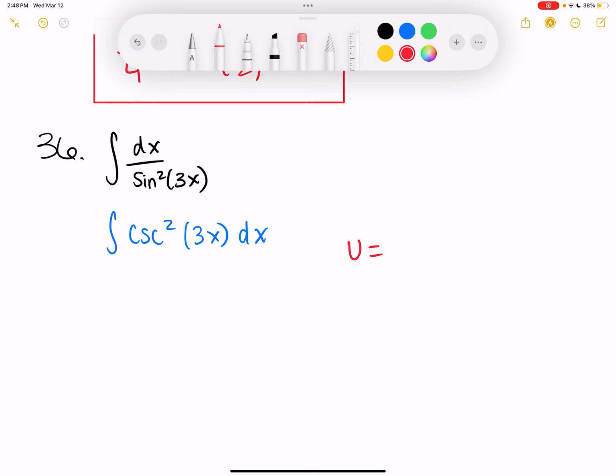Negative cotangent of 3x. No, maybe not 3x. Is that in the problem? Well, I was thinking how we would get u to equal that thing. Try what's in parentheses. Is it 3x? I just didn't think about how that would work. I thought that would be too simple. Yeah, me too.